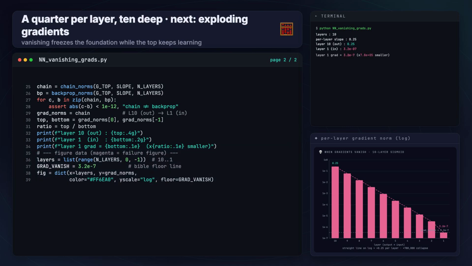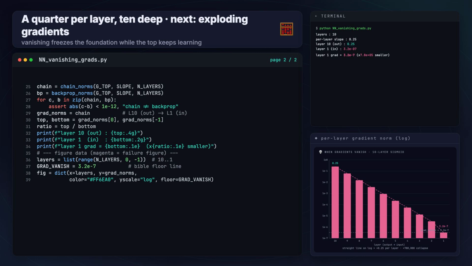So that's the bleed, measured: a quarter per layer, 10 layers deep, 3.2 times 10 to the minus 7 at the bottom, a straight line down a log axis, every bar a fixed fraction below the last. Vanishing gradients don't announce themselves, they just quietly freeze your foundation while the top keeps learning.